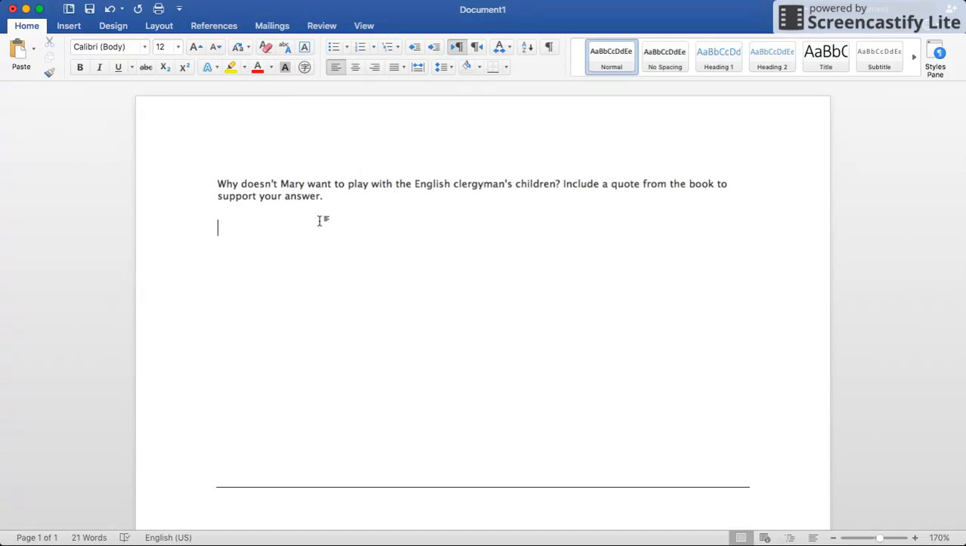I just wanted to take a few minutes to show students how to use quotes from a story to support their answer to a question. I'm going to use an example from The Secret Garden because most recently some of my students in one of our reading courses took a quiz about The Secret Garden, and I just wanted to use this as an example.